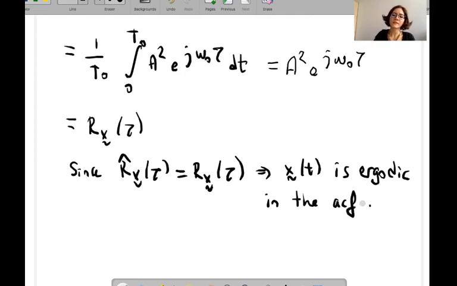So our random process is ergodic in the mean. It's also ergodic in the ACF. So for random processes that have these two properties, ergodicity in the mean and ergodicity in the ACF, it's common practice to call these processes simply ergodic. So if somebody asks you whether a process is ergodic or not, you should check the mean and the ACF.